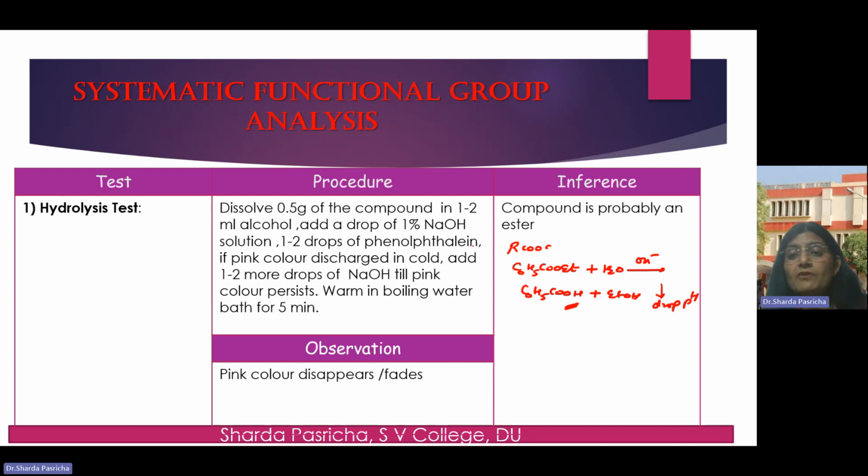So the pink color of the phenolphthalein will disappear. If, however, you have added sodium hydroxide in excess, then the faint amount of benzoic acid that is formed in the solution will not be able to drop the pH of the solution enough to discharge the pink color of phenolphthalein. That is why I said that you have to be very, very careful when you are adding sodium hydroxide. Do not add sodium hydroxide in excess.